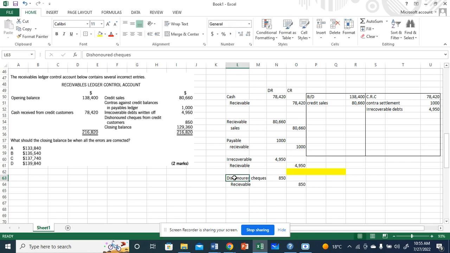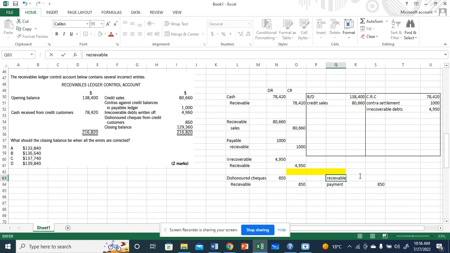If this check went through, the journal entry would have been reversed, right? This is because this was a payment that the receivable was trying to pay you, but the payment has failed. Let's say they tried to pay you the $850, but since the transaction hasn't gone through, you would have to reverse the journal entry. Originally, this would have been the payment: credit the $850 and debit the receivable. That's how it had to be at first.